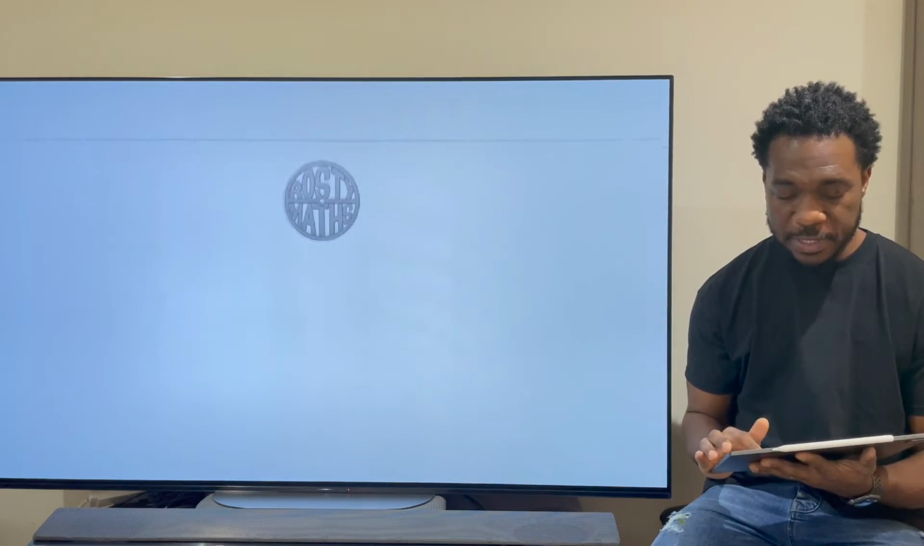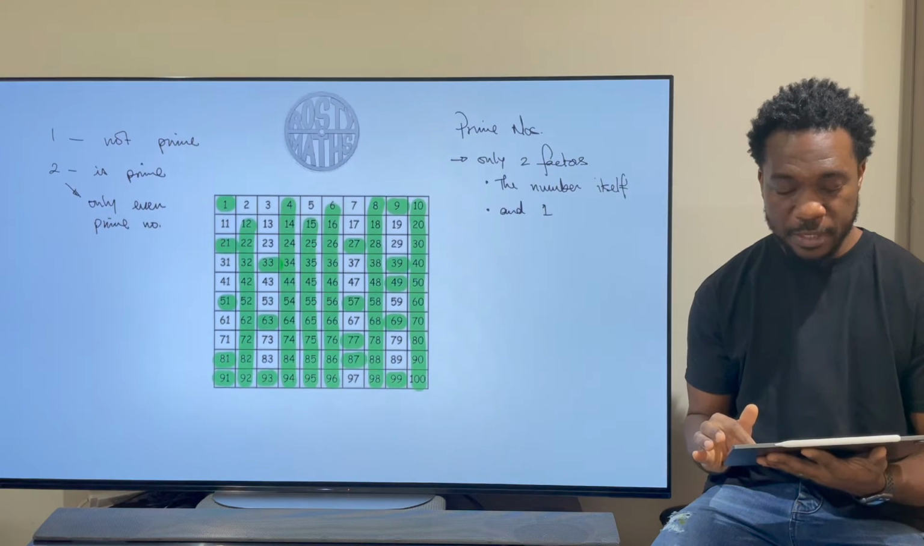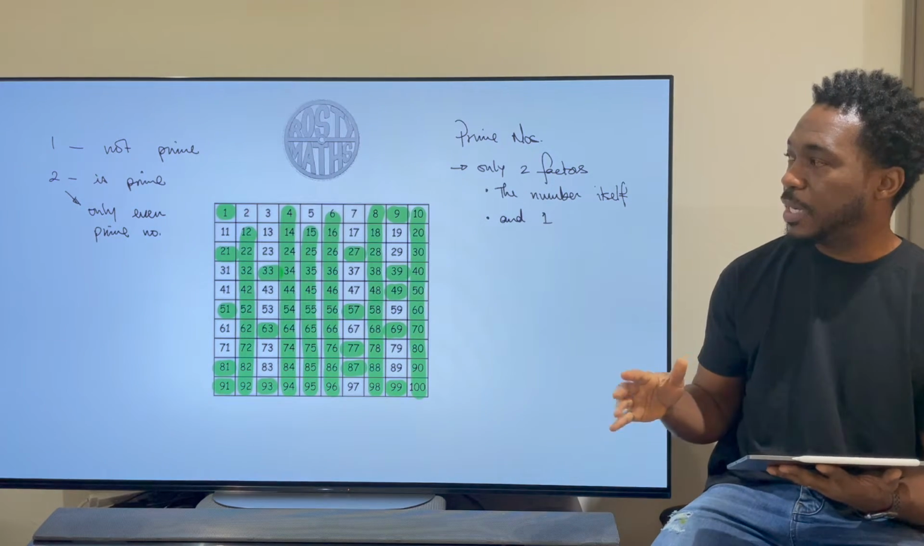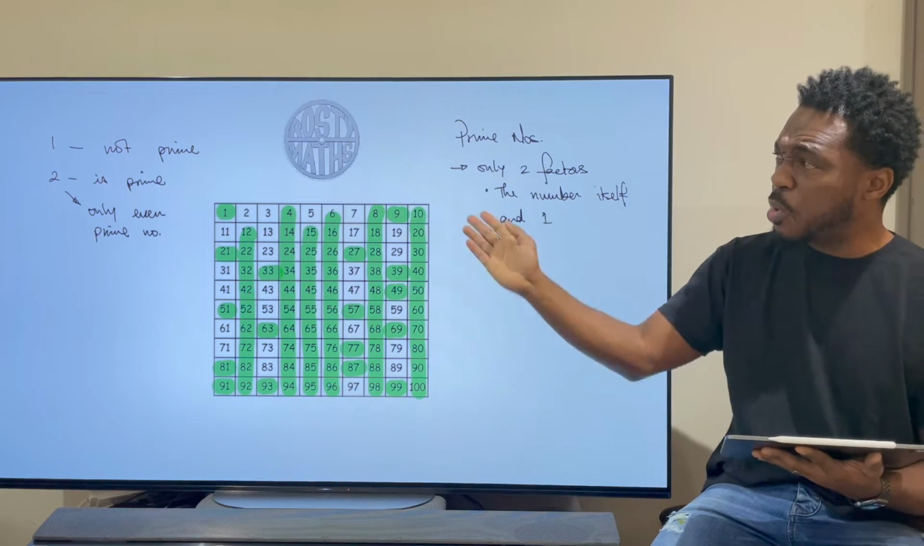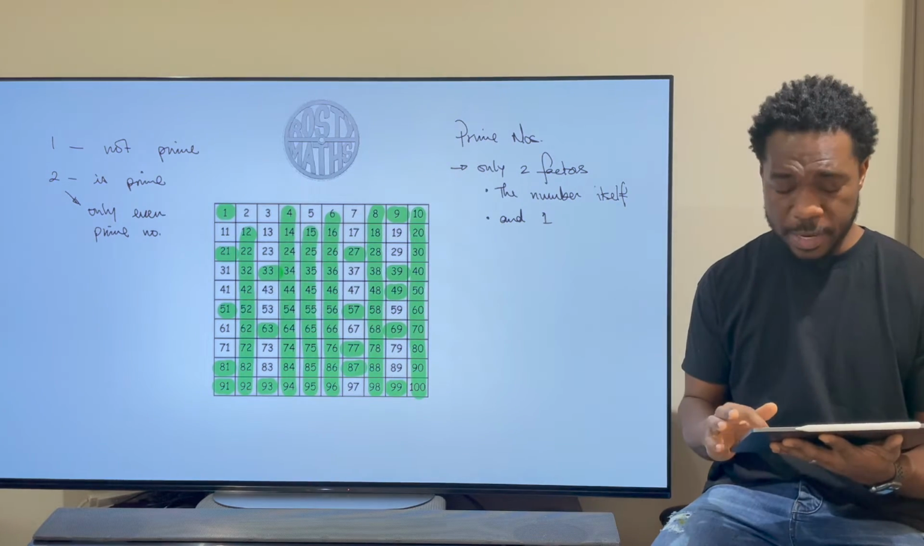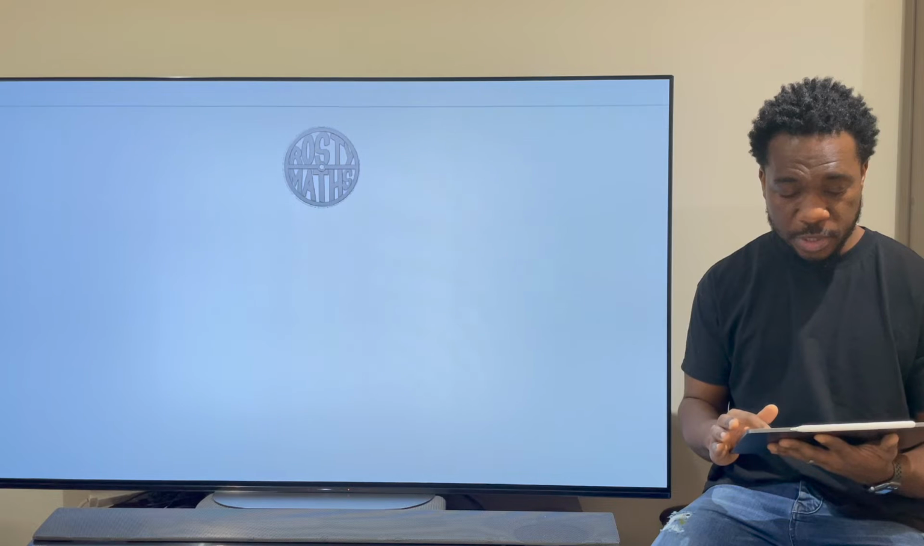Now, in the previous lesson, we learned about our prime numbers. If you remember, we used a 100 square. We highlighted all of the composite numbers, and what we had left was our prime numbers. So now we're going to jump on to doing our prime factor decomposition.